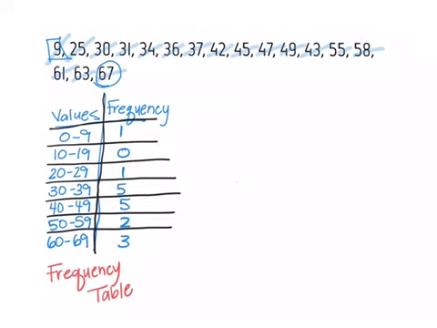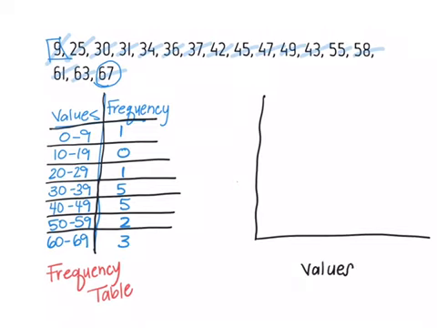So when I set this up, down here on the x-axis, these are just my generic values. Again, I don't know what they are in this case. We're just using numbers. But my y-axis, my vertical axis, is going to be where I label frequency. So essentially, the taller the bar, the more often that value occurred.